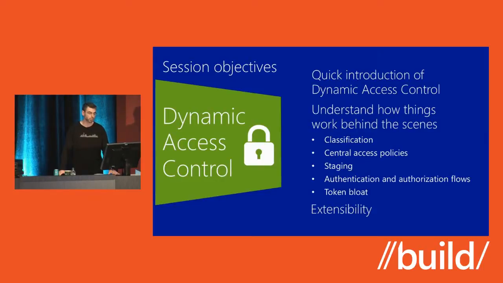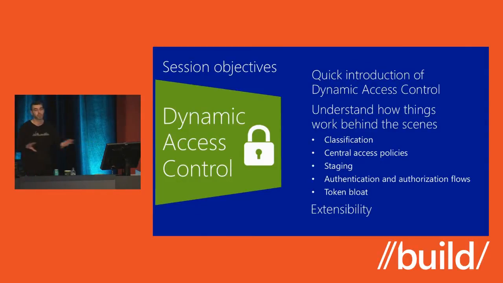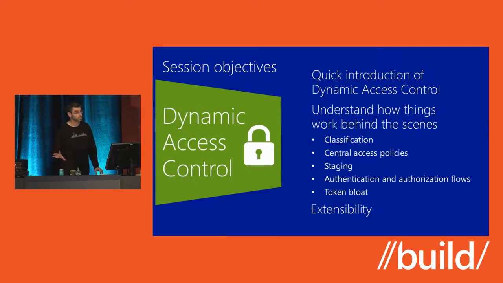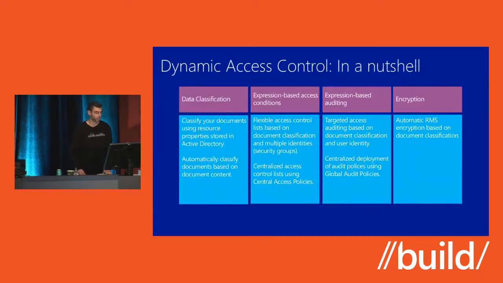So in this, we'll jump into the new classification features in the file classification infrastructure. The central access policies, a new addition to Windows that should be interesting. A new feature, a very interesting feature called staging policies. We'll walk through the flows of how these new claims that we'll talk about get authenticated and travel around. And then, by then, you'll be very curious about token bloat and what the story is there. So that's what's on tap.